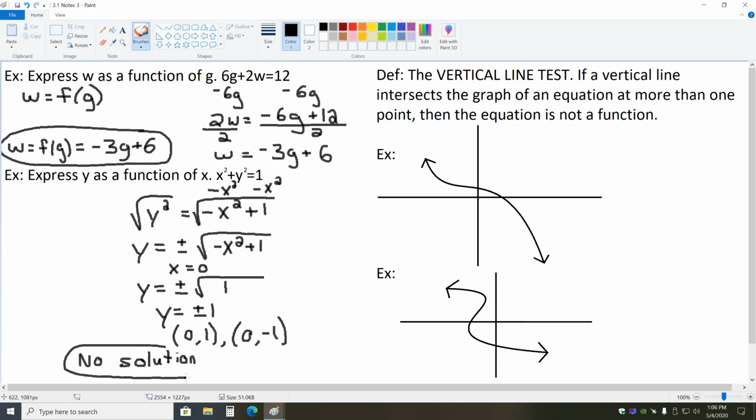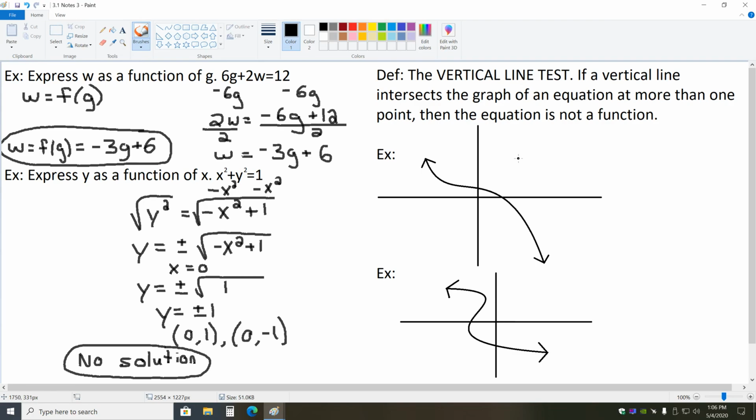The only way for this function to exist is if we restrict the domain values, and that doesn't really start coming into play until we start talking about inverse functions. Okay, so as of now, whenever something like this comes up, we just have to say that there is no solution, no function exists.